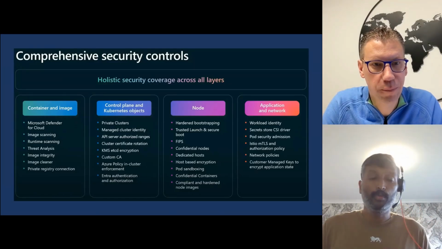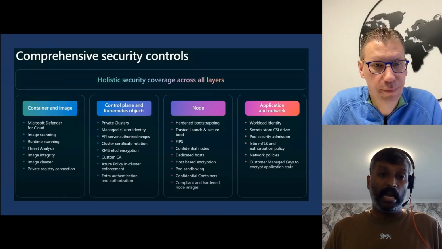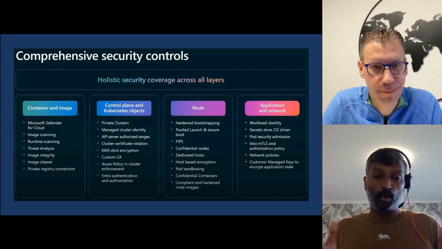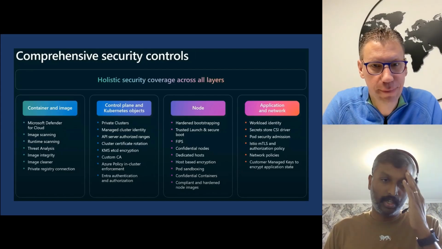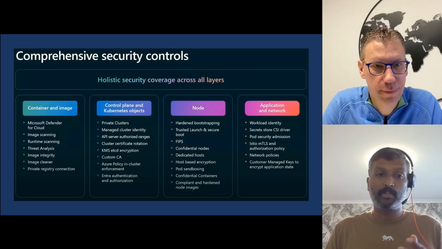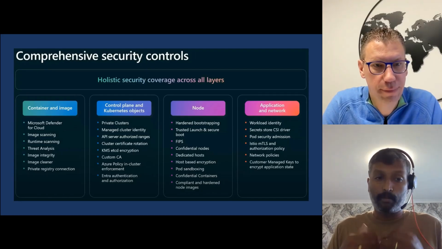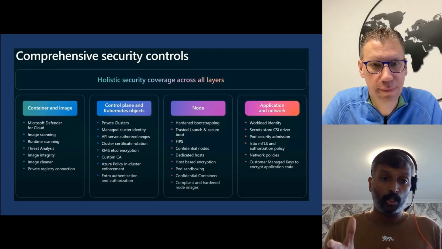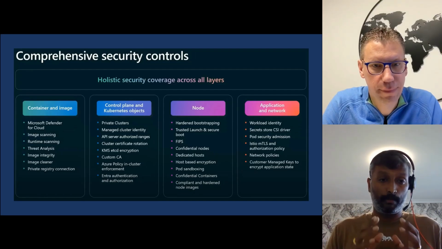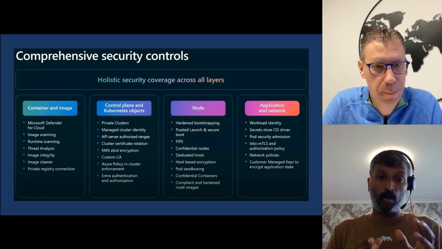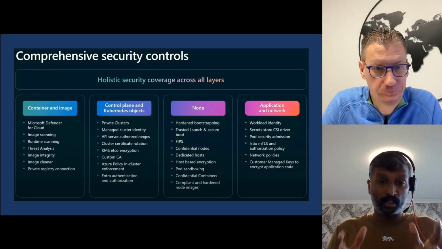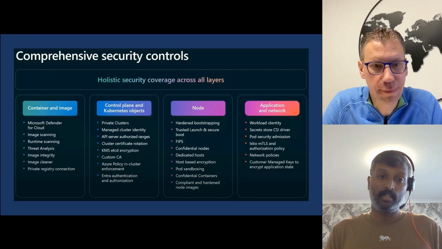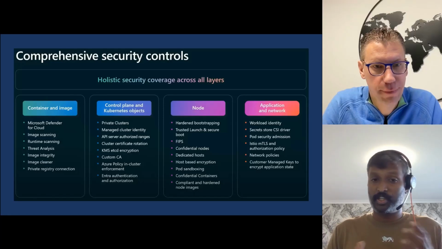This slide gives you a better idea of the workloads across containers. For containers and images, you have to do image scanning, runtime scanning, threat analysis, and private registry connection, making sure images come only from private registries. On the Kubernetes control plane, you have to keep private clusters. We spoke about that, and how the API server is authorized, and how you want to restrict access with authentication and authorization.